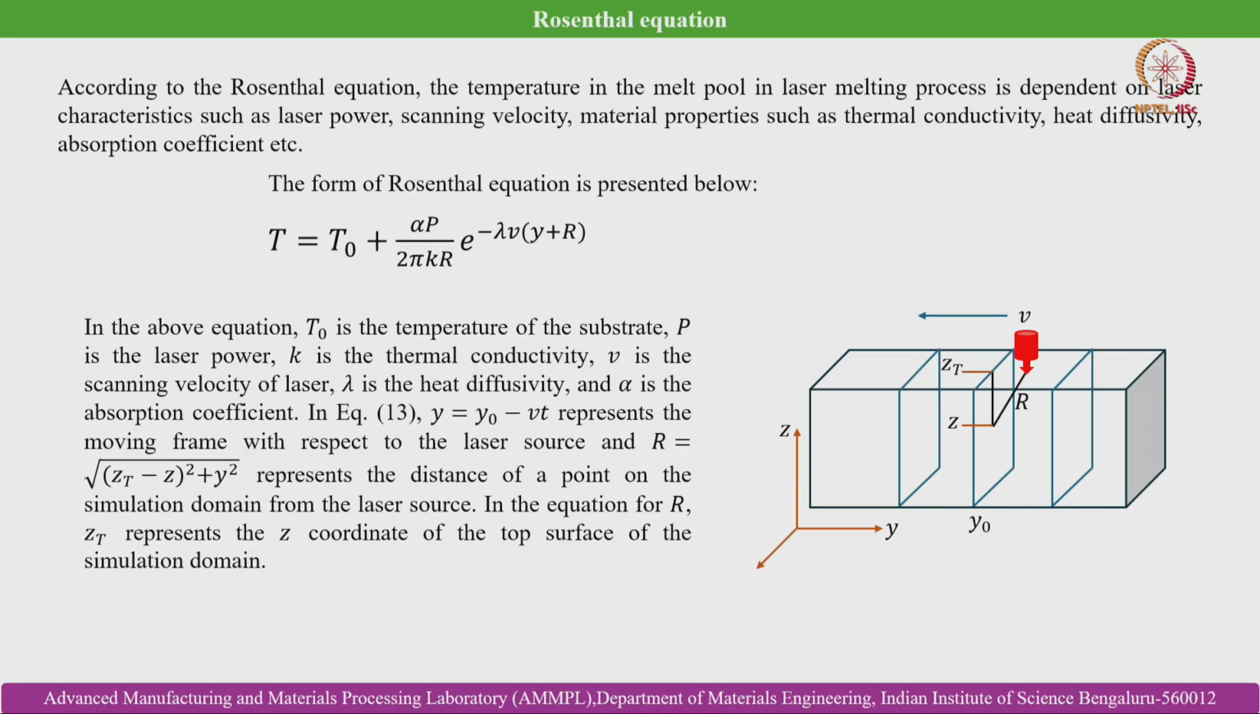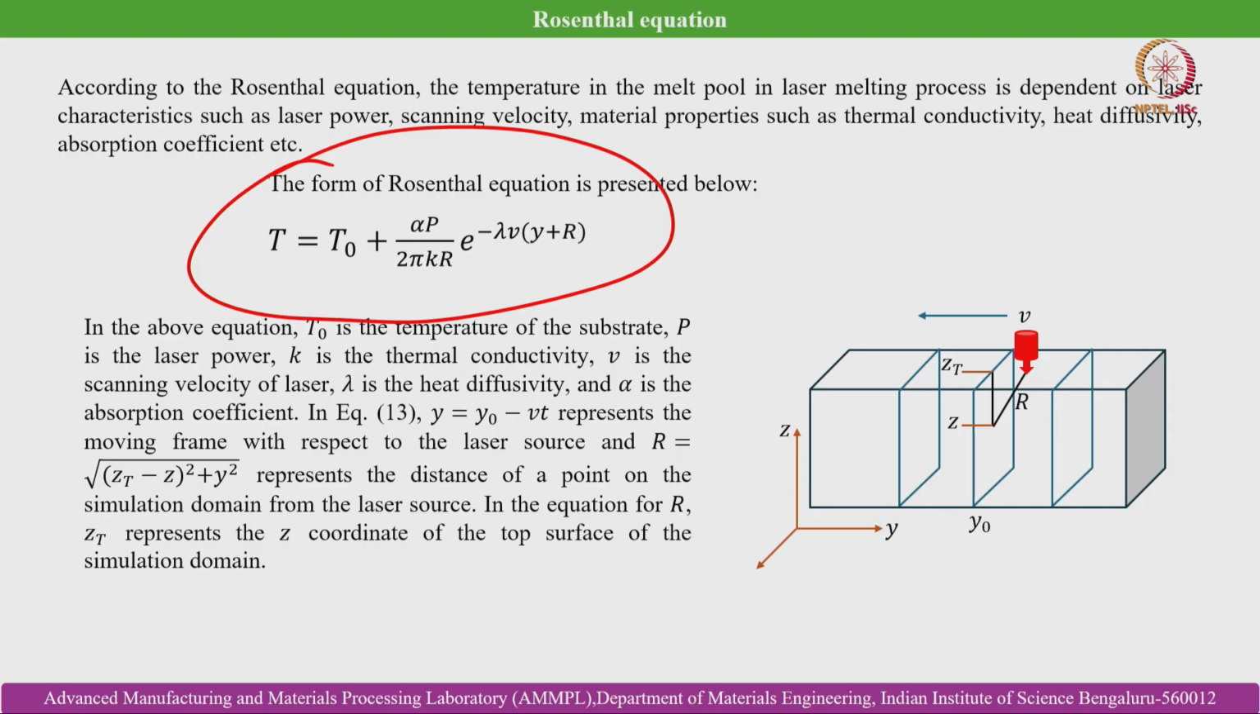So, this is a typical form of the Rosenthal equation that has been used in our work. According to the Rosenthal equation, the temperature in the melt pool in the laser melting process is dependent on laser characteristics such as laser power, scanning velocity, and material properties such as thermal conductivity, heat diffusivity, absorption coefficient, etc. Here, T is equal to T0, where T0 is the temperature of the substrate, P is the laser power, K is the thermal conductivity, V is the scanning velocity of the laser, delta is the heat diffusivity, and alpha is the absorption coefficient.